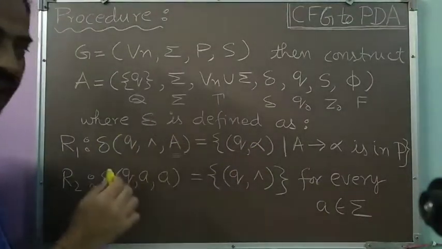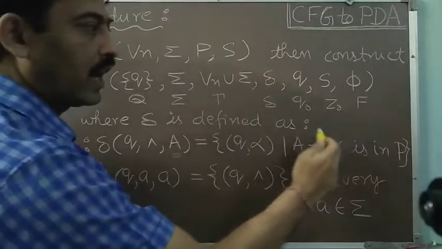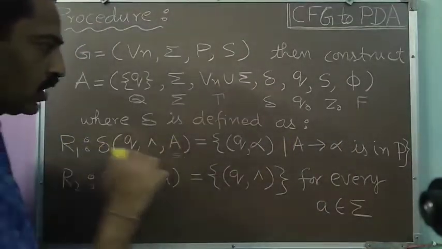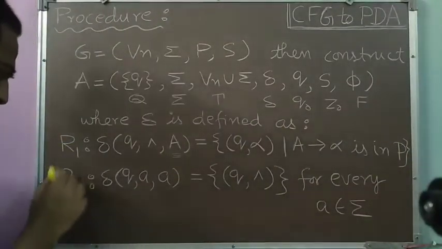So we will be removing A from the top of the pushdown store and we will be pushing alpha, which is the right hand side of some A production, onto the pushdown store. So this action, this rule 1, we will be taking.